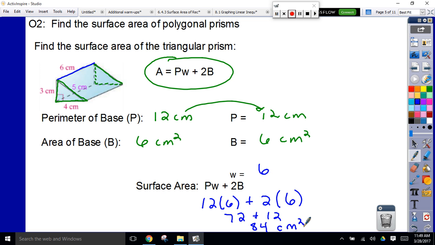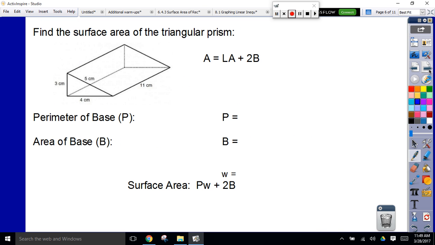We'll do another triangular prism. There's an error on this. What's LA? I have no idea why that says LA. That should be PW again. Yeah, scratch that LA out. I don't think any of the rest of them say that. Something weird happened when I was typing that, I guess. So it should say PW plus 2B.